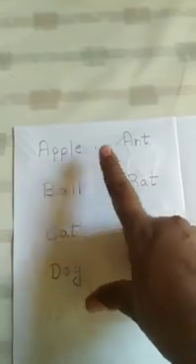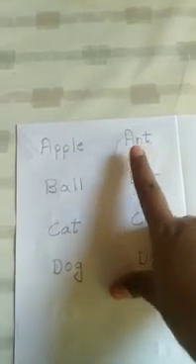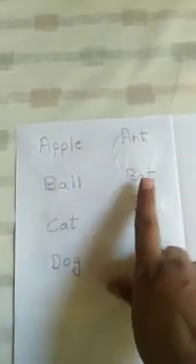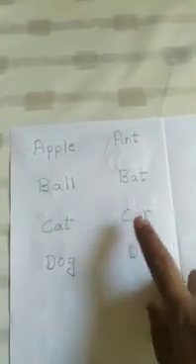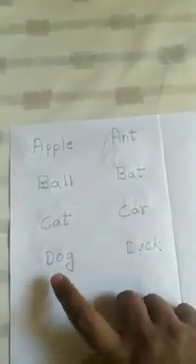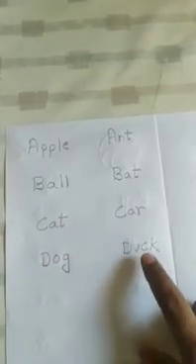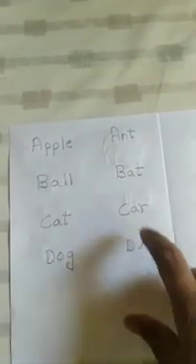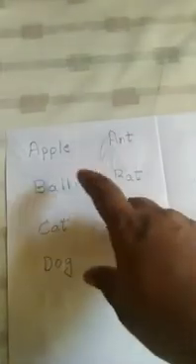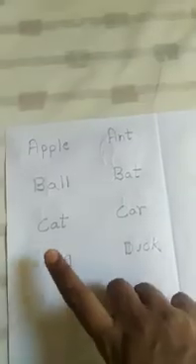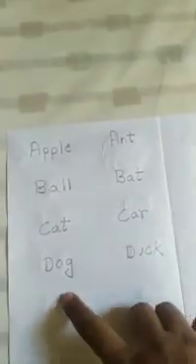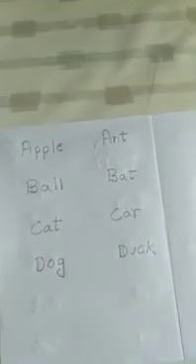Then you will be writing A for apple, A for ant. B for ball, B for bat. C for cat, C for car. D for dog, D for duck. Now, this you can write down like apple, ant, ball, bat in one page. Okay? Then cat, car, dog, duck in one page.